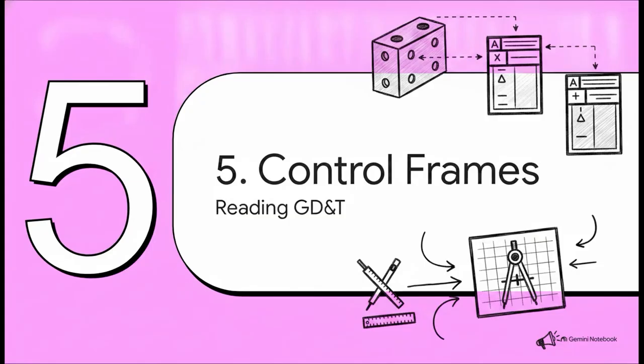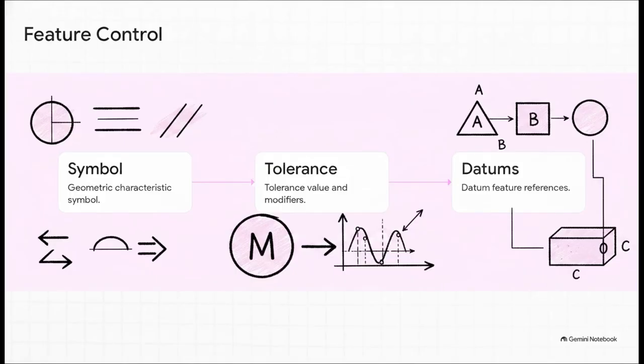Section 5, Feature Control Frames. So how do we read all this? Think of it like translating a foreign language, reading strictly from left to right. First, you have the geometric characteristic symbol. Are we controlling position, flatness, profile, runout? Next comes the tolerance value itself, defining the size and shape of our acceptable tolerance zone. This is often bundled with material condition modifiers, like the M in a circle for maximum material condition. Finally, on the right, we list the datum feature references in their strict order of precedence: primary, secondary, tertiary, telling us exactly how to lock the part down before we check that tolerance.